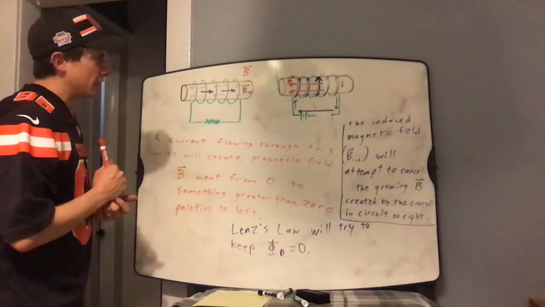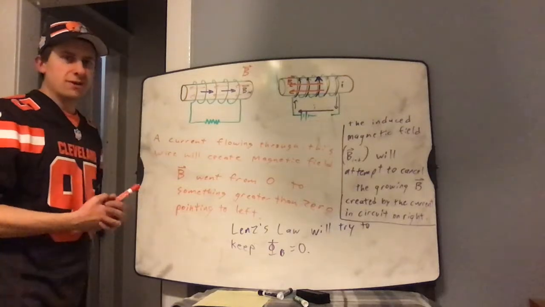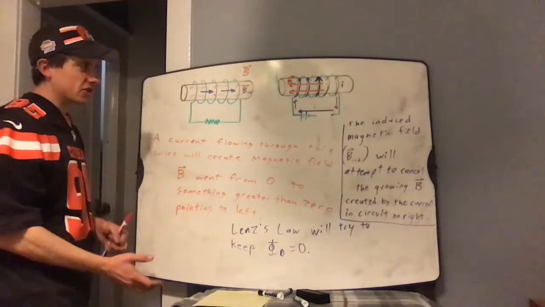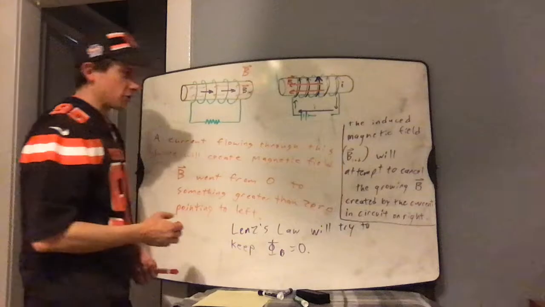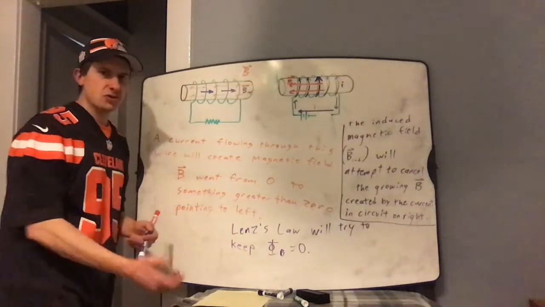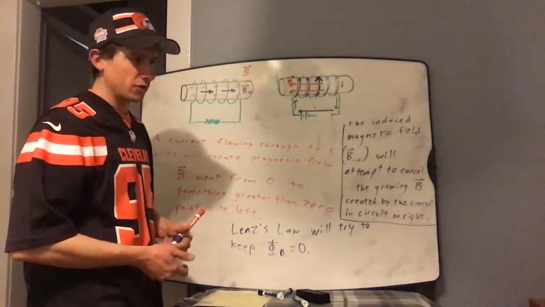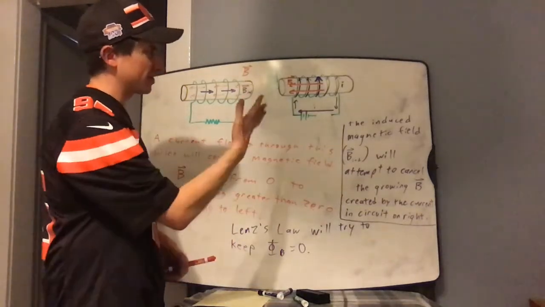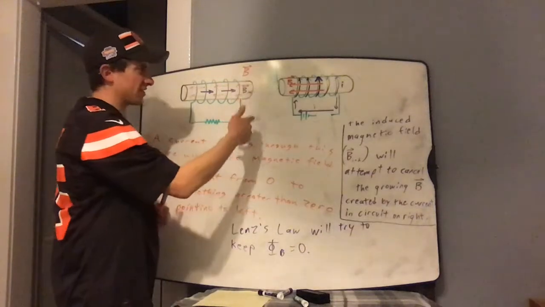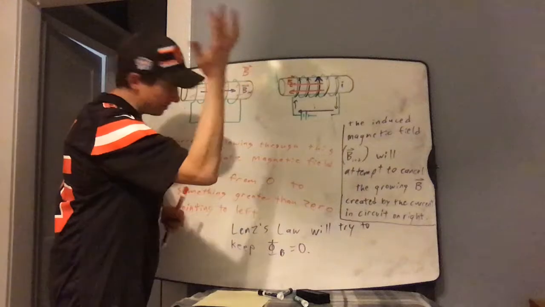The other thing I want to emphasize is the induced magnetic field will not completely cancel B. Nature is not going to be able to fully prevent a change in magnetic flux. Nature is just going to attempt to prevent a change in flux. So nature will ultimately not succeed in keeping the magnetic flux at 0. It will be something, but it's going to try.